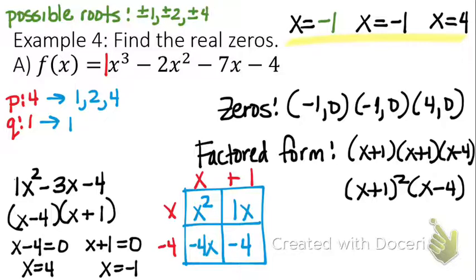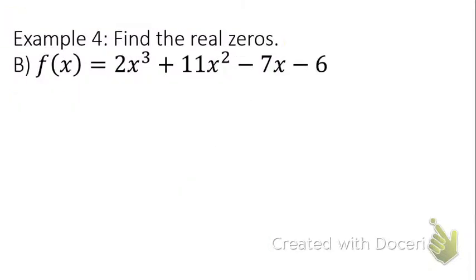All right, we have time to do one more example. And again, we're going to find the actual roots. So go ahead and copy down B. Go ahead and list your possibilities for your factors.